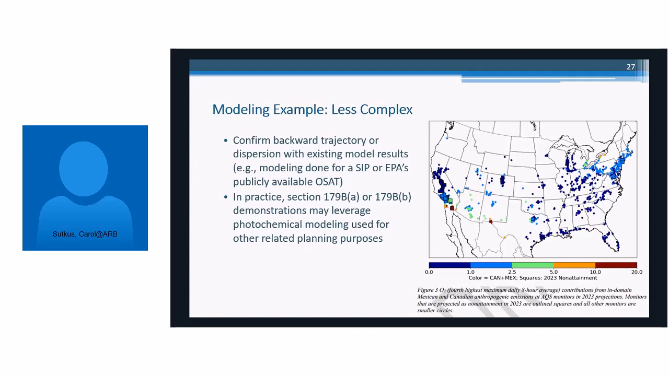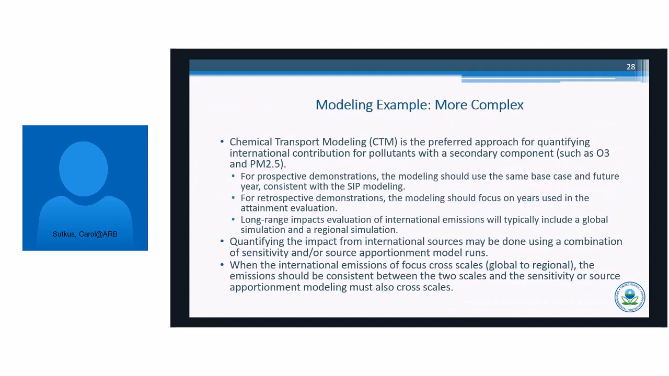So that would be an example where you wouldn't be doing your own photochemical model, but you'd be confirming your other results from existing photochemical grid modeling. On the next slide, we would move to a more complex conceptual model, and in this case, in addition to the other analyses that you would do, you would need to do chemical transport modeling as the preferred approach for quantifying international contributions, specifically for compounds with secondary components in particular.